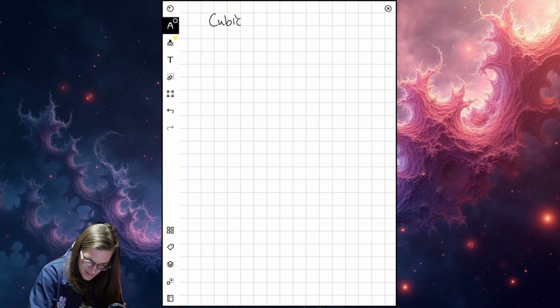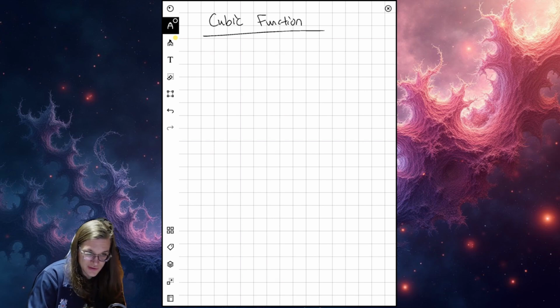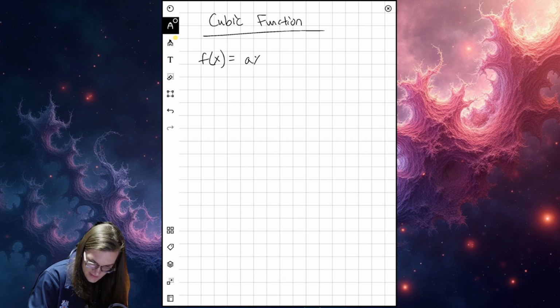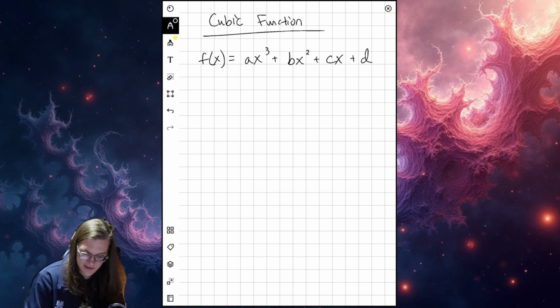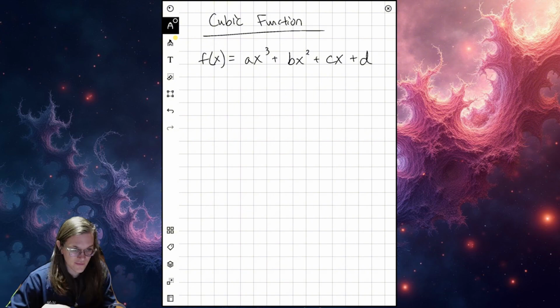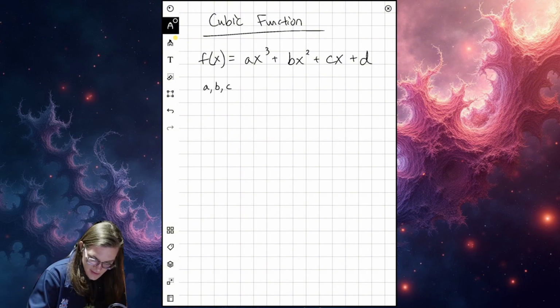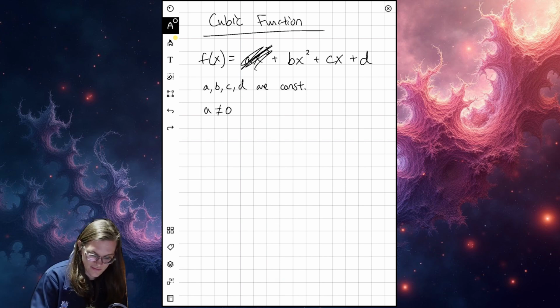Let's look at a cubic where the greatest power is 3. So if you have a function like this, some constant times x to the third plus some constant times x squared plus some constant times x plus another constant by itself. Well, now you have a cubic function. So a, b, c, d are constants. And again, a cannot be 0 because if it was 0, then it would just be a quadratic, right?